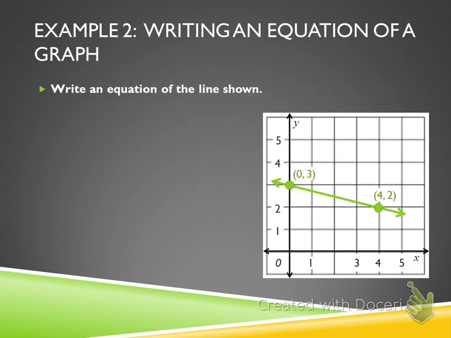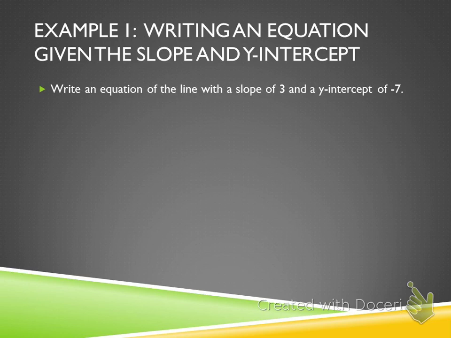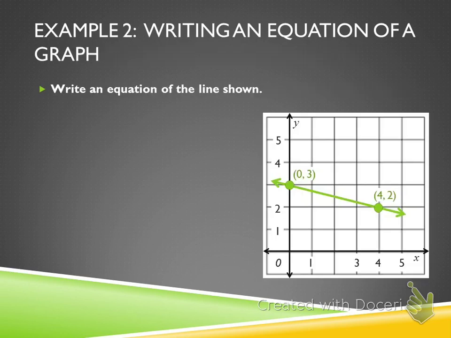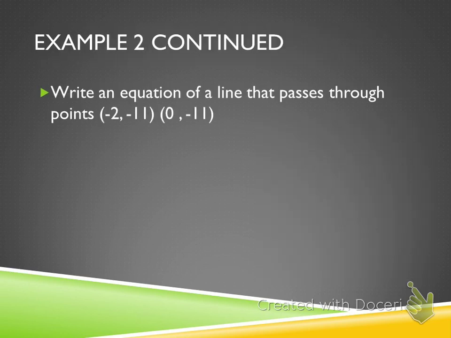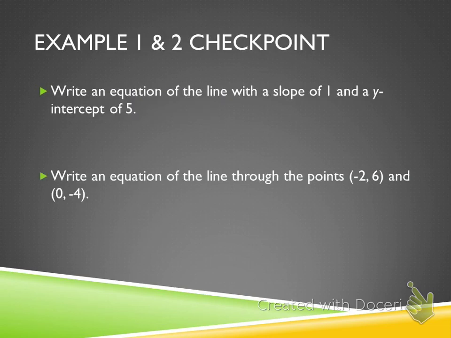All right, what I want you to do is the checkpoint number 1. Go ahead and do this first problem. Write an equation of a line with a slope of 1 and a y-intercept of -5, just like example 1. Y equals 1x plus 5. Do you technically need the 1? No. You could just say x plus 5 and that would be perfectly fine. All right, so that's it for example 1.